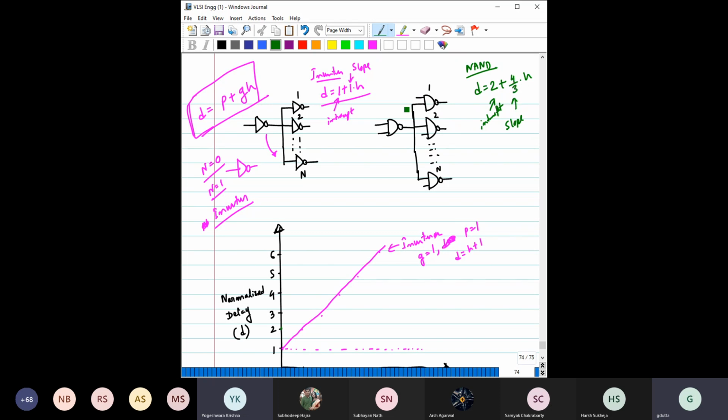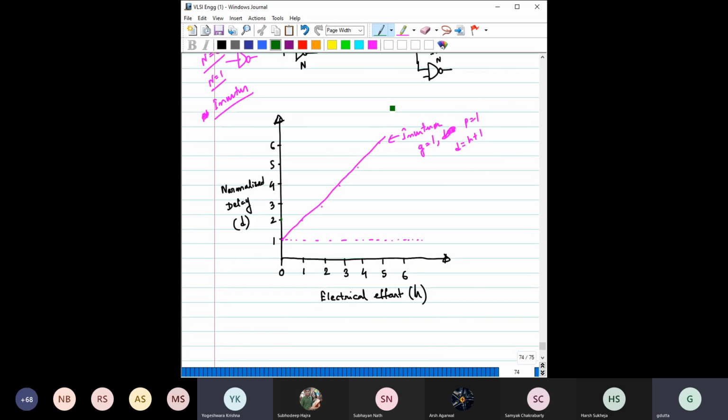4 by 3 is greater than 1. So the slope for this would become higher. Again, I am just plotting it. I have not calculated what value this should be for each point, but typically it should be like this. The slope should be higher than this, and this is the parasitic delay for this NAND gate.